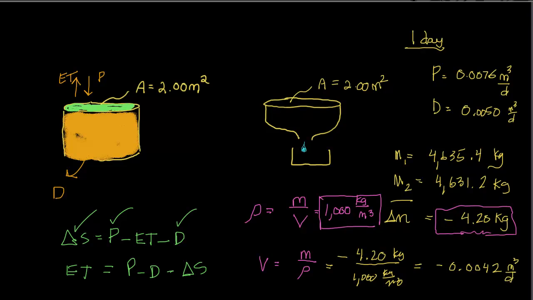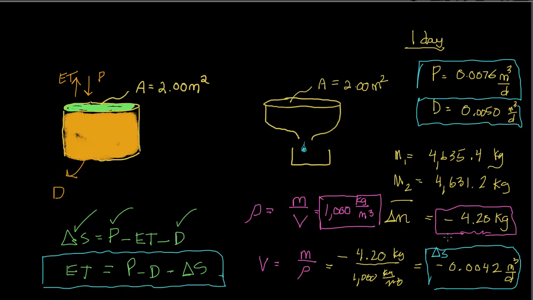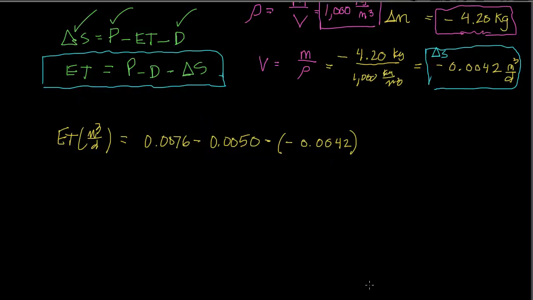So I have now the three things I need. Here's my precipitation. Here is my drainage. And here is my change in storage. I'll put that there. And remember, here is my equation for ET, and I'm just going to plug in to this equation and calculate ET in the units of cubic meters per day. So here it is written out.